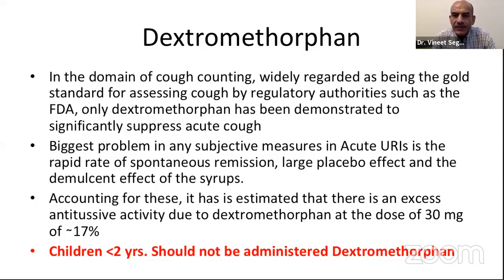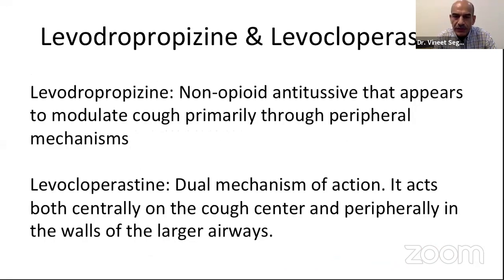It is estimated that if you account for all these things, spontaneous remission, placebo effect, demulcent effect of syrups, then still dextromethorphan has a plus 17% antitussive effect. But it is important to remember that in children less than 2 years of age, dextromethorphan should not be administered. So if you are using a dextromethorphan-based syrup, avoid it in children less than 2 years of age.